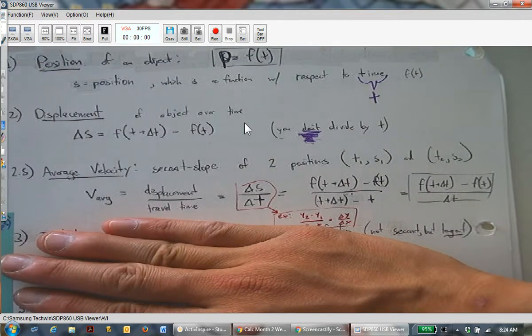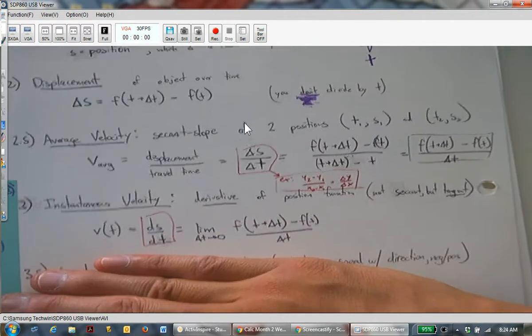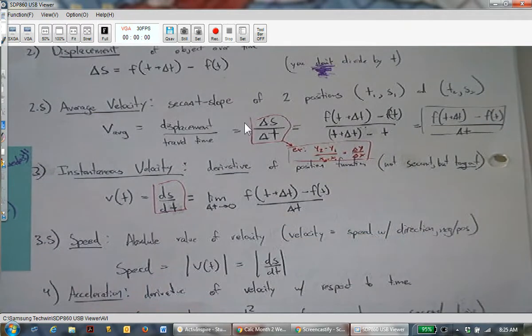But that's average though, right? Now, here's the new calculus concept of derivatives. I could find, so if I'm traveling, is my velocity constant there? No. All right. What am I doing here?